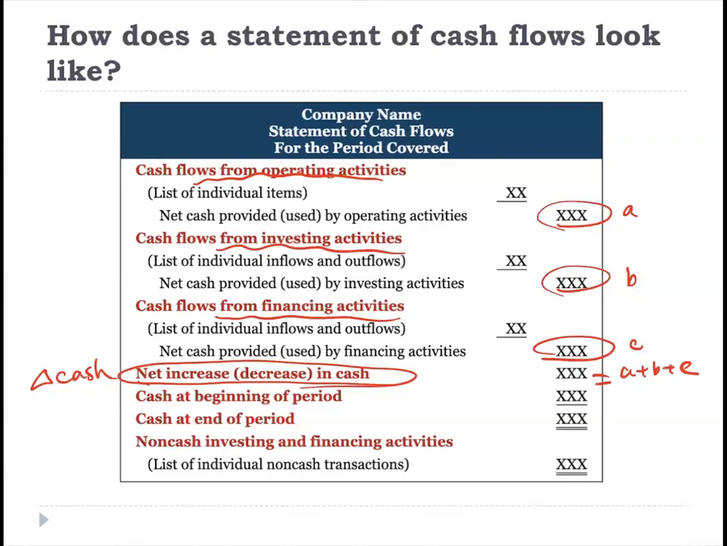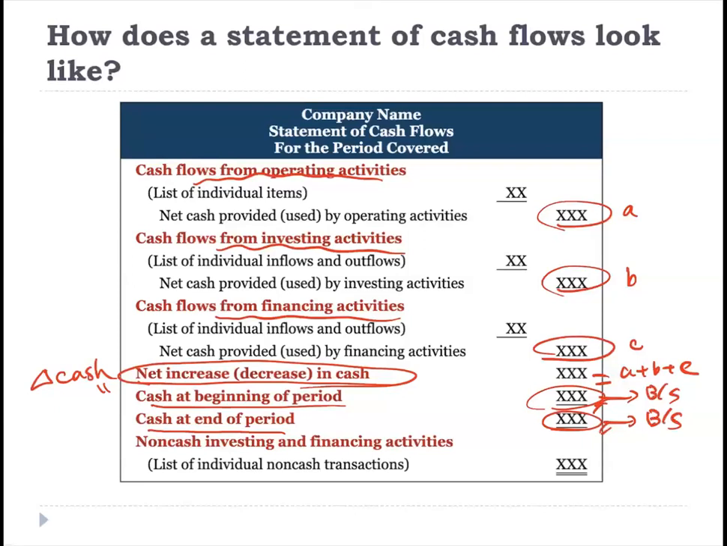And that is also equal to the difference between cash at the end of the period and cash at the beginning of the period. And those two numbers should be tied to the cash balances on the firm's balance sheet. So if you take those two numbers from a firm's cash flow statement, you should find exactly the same numbers on the firm's balance sheet. This is basically the firm's cash balance at the beginning and the end of the period.